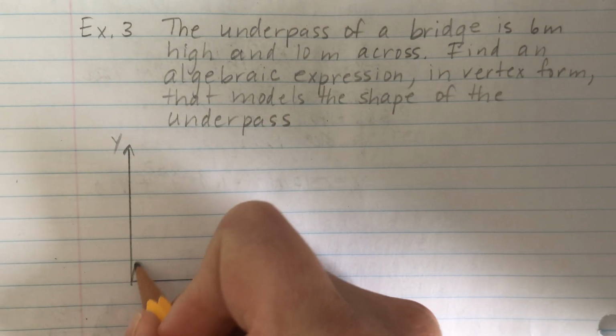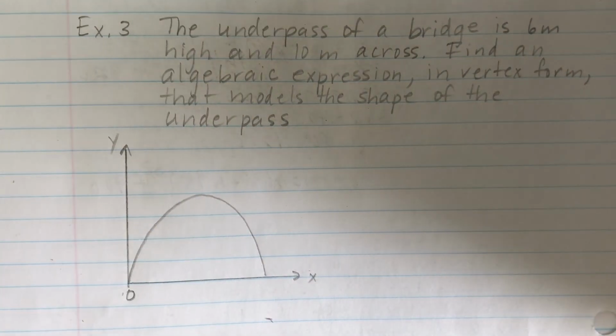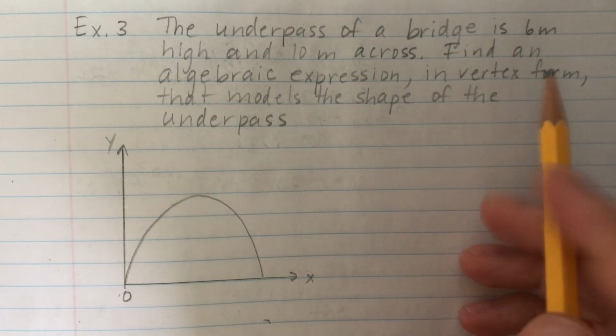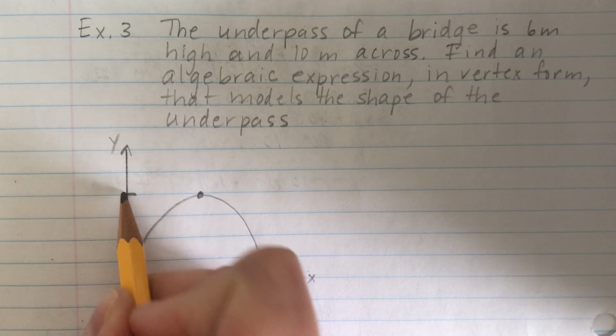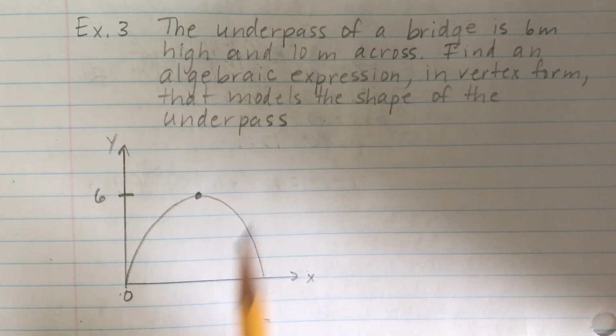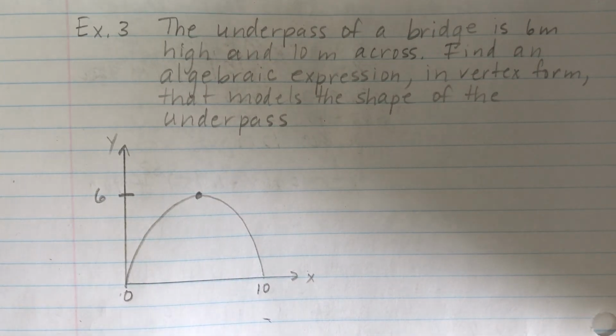So here is what it might look like. So we have one leg at 0, 0. Okay, and it says that the bridge is 6 meters high, so the vertex here has to have a y-coordinate of 6. It also says that the underpass of the bridge is 10 meters across, or from one leg to the next is 10 meters.